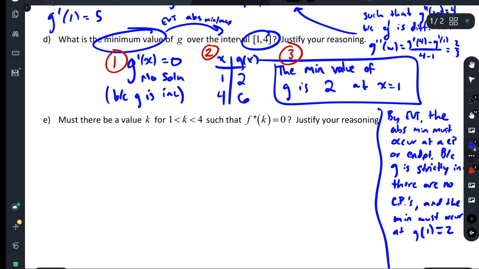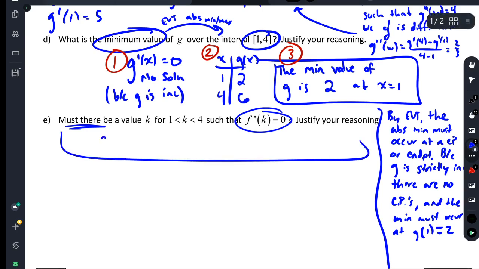And this last one, must there be, again, must there be a value k such that f double prime is 0? Again, we have this double prime, we're moving one over, where f double prime is 0. And so when I see a derivative equal to 0, that's a big thinking of Rolle's. Okay, and so we're kind of doing this over by one. So normally Rolle's says f prime of c equals 0, but we're going to change it to f double prime of c equals 0.